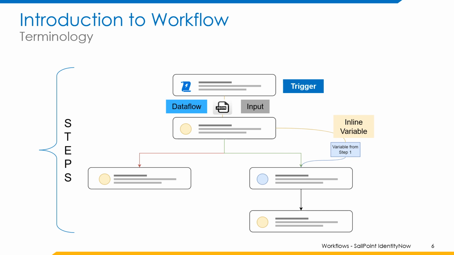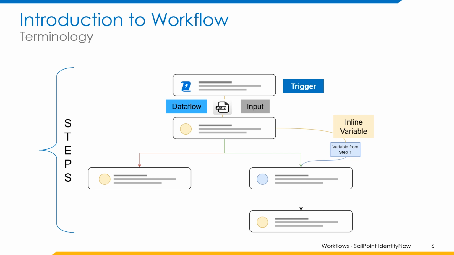We also have a feature called variable selector, using which we can reference any part of the input. This variable selector follows JSON path to select data and pass it to the next steps. For example, when an identity attribute changes, you may want to select the new value of that attribute, and for this you can use the variable selector.